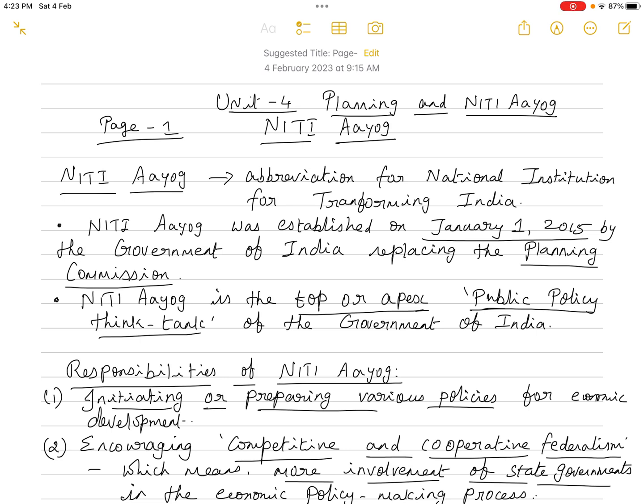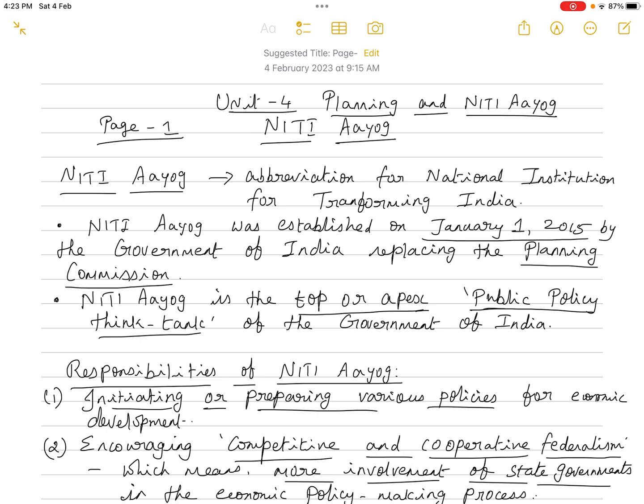Most of the students would be confused about which part should be answered, because in the textbook there are so many topics given: the objectives of NITI Aayog, the functions of NITI Aayog. Which part has to be written, because it is only for 5 marks? As far as 5 marks is concerned, it is sufficient if you write the functions of NITI Aayog.